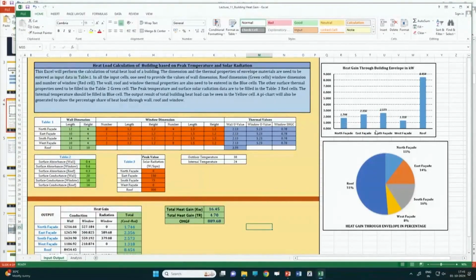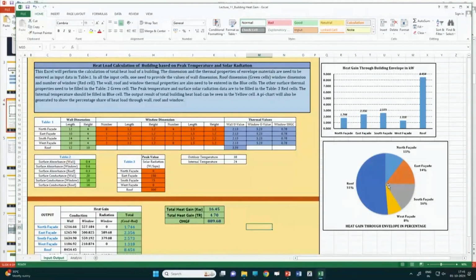1.744 kilowatt is your heat gain. So, this particular graph, this bar chart will show you the heat gain through different envelope from north, east, south, west and roof, and this pie chart will give you the percentage. So, roof is the maximum, 51% of the heat gain is through the roof.